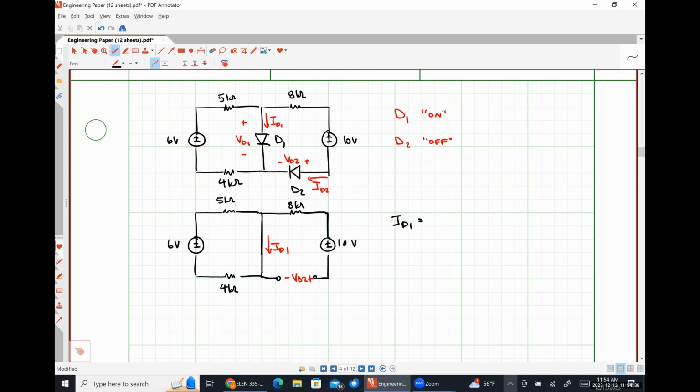What's ID1 in this case? 2/3 of an amp. 2/3 over, excuse me, 6/9,000, so 2/3 of a milliamp. So 6 volts over 9 kilo ohms is 2/3 of a milliamp. Okay. So it seems like our assumption that diode 1 was on is correct.